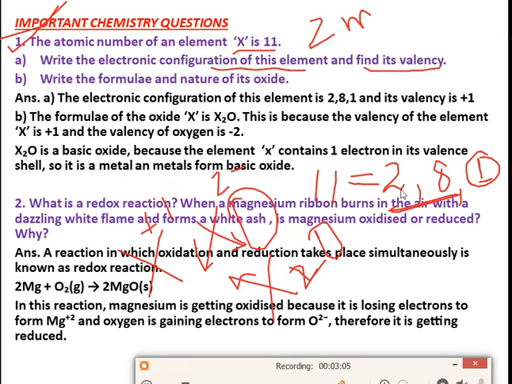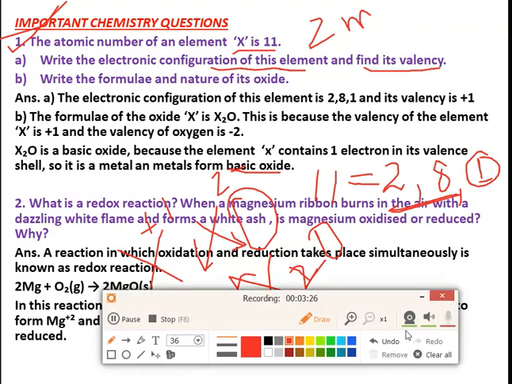And since 1 electron is present in the outermost shell, we will consider that it is a metal, because we know that metals have 1, 2 or 3 electrons in the outermost shell, because they can donate these electrons to the non-metals. So X is a metal. And we all know that metallic oxides are basic in nature. So the metallic oxide X2O is a basic oxide.